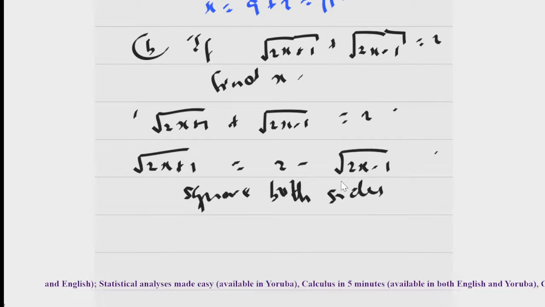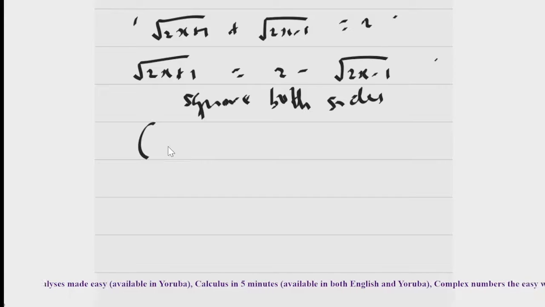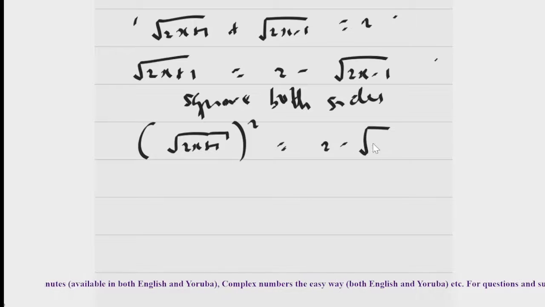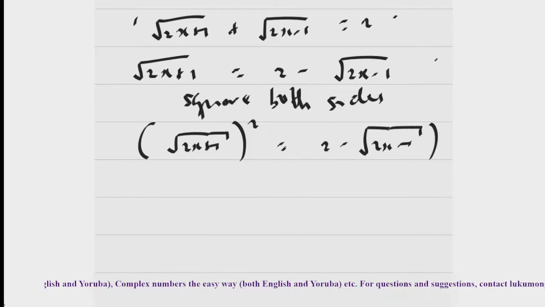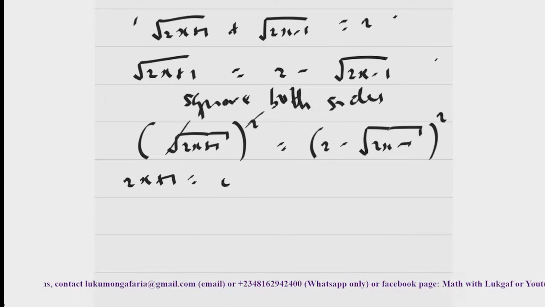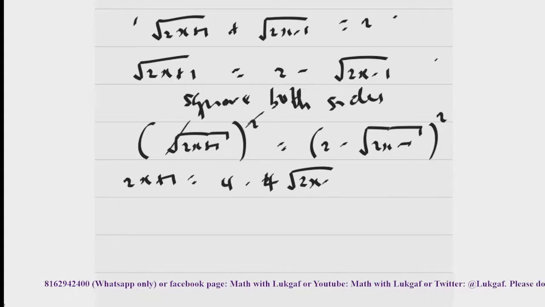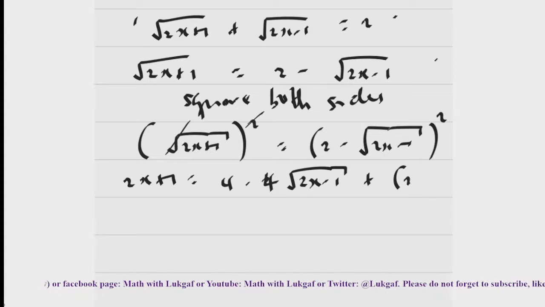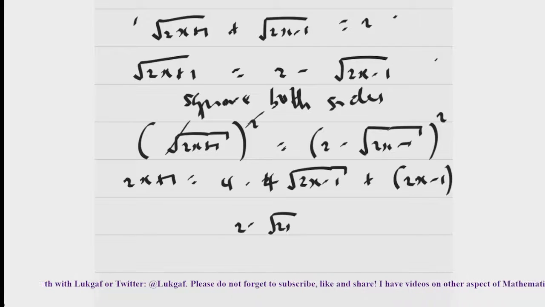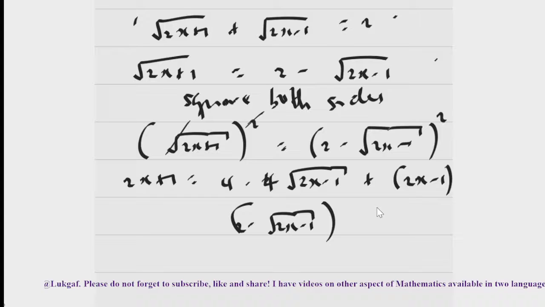Then you can just say square both sides. And if you square both sides, I'm going to have root of 2x plus 1, squared, is equal to 2 minus root of 2x minus 1, squared. You see that this will cancel this. But you have to expand this, because you cannot just cancel it. If you expand this, then I'm going to have 2x plus 1 is equal to 4 minus 4 root of 2x minus 1, plus 2x minus 1. I hope you understand how I obtained that. You have 2 minus root of 2x minus 1.